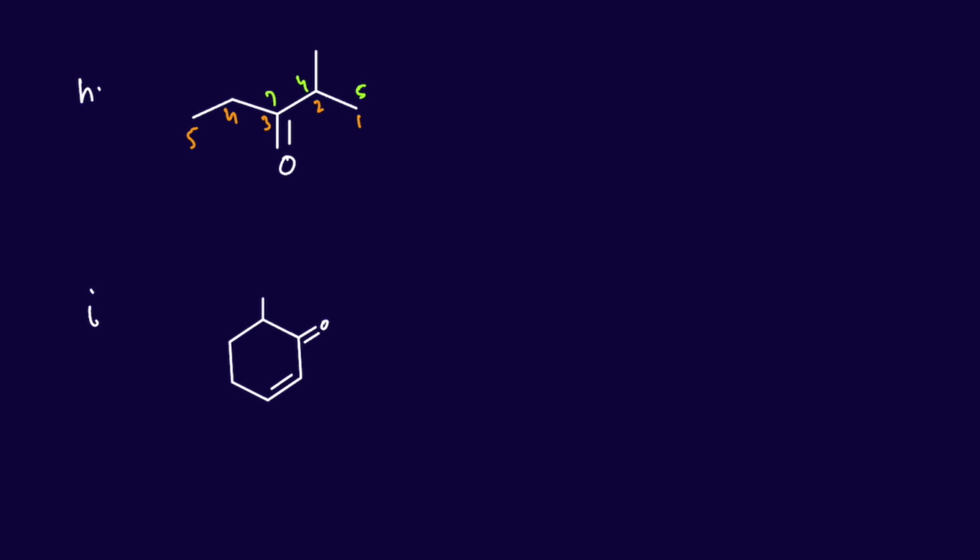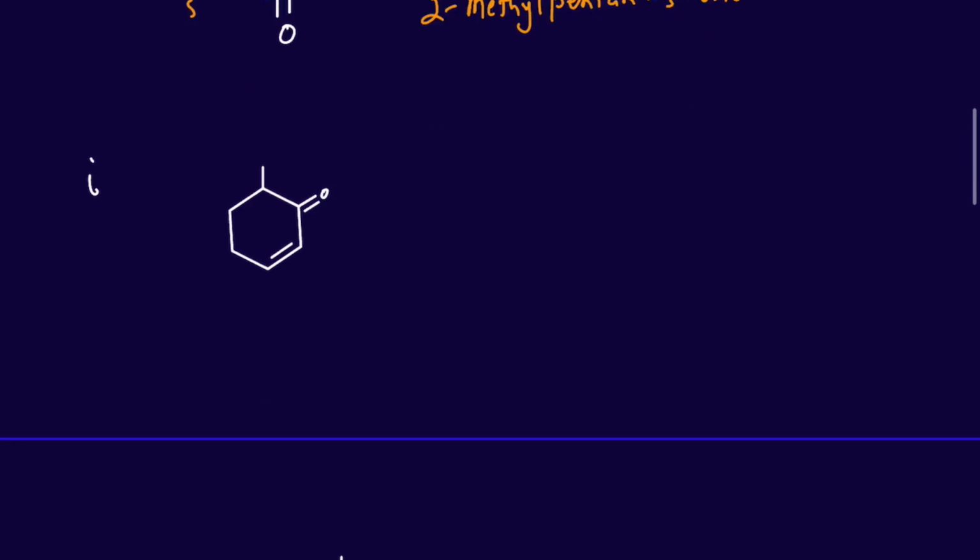So I want to go ahead and erase this other way of counting it. Then I can write it out as 2-methyl, and then it's going to be pentane because we have 5 carbons in there. And on the third position, I have a ketone, so it's going to be pentan-3-one. Okay, so that's how you want to name that.